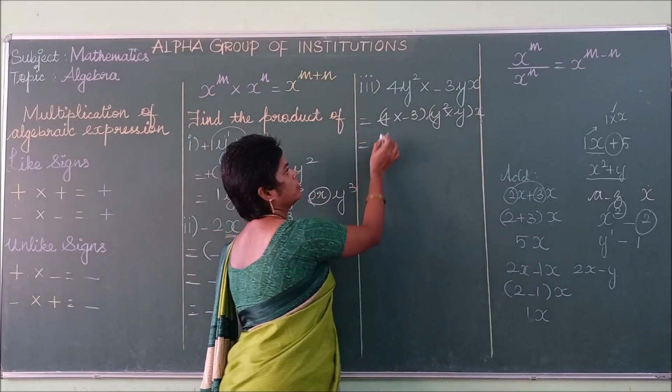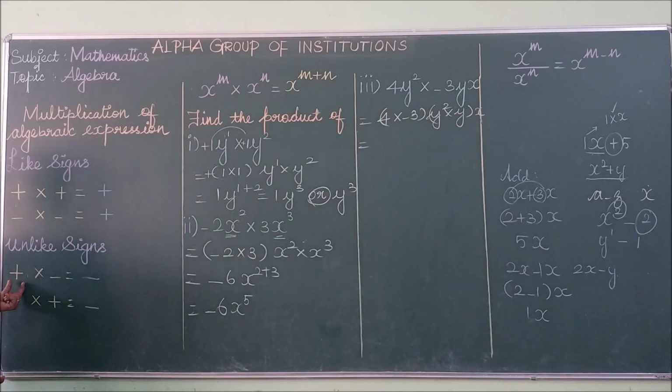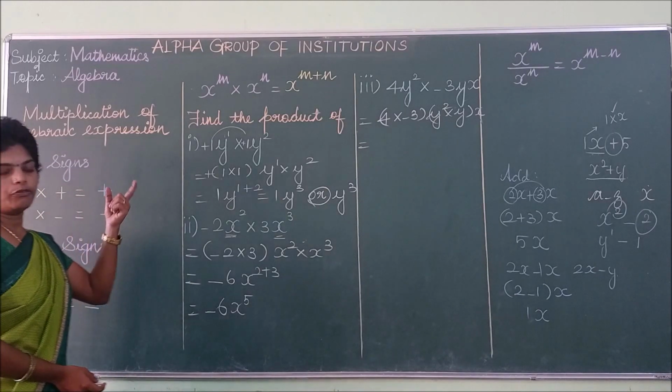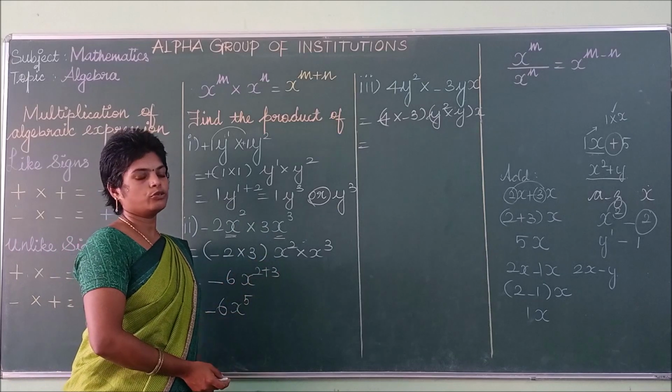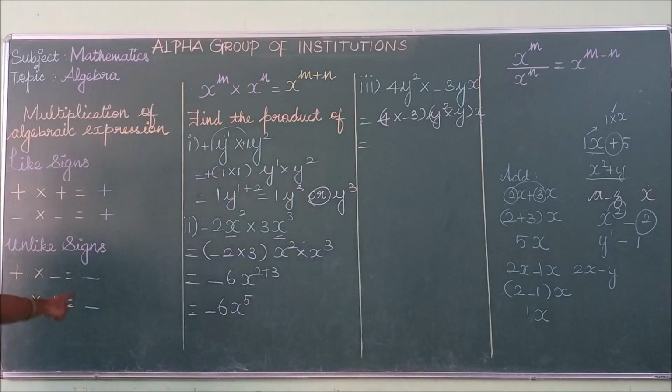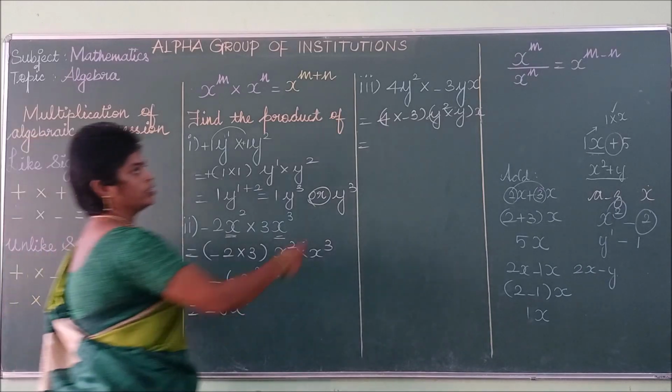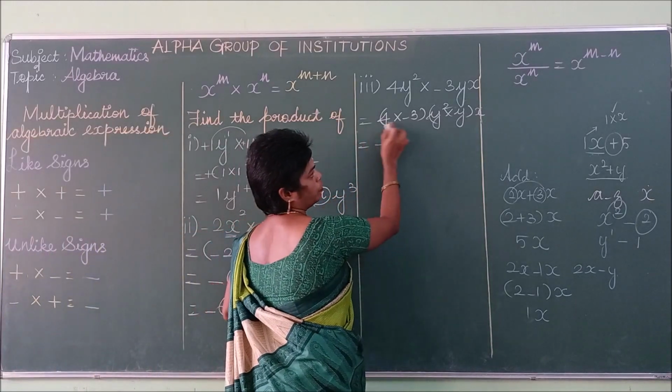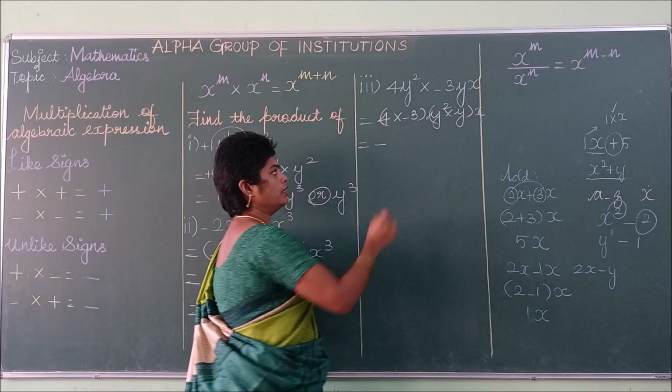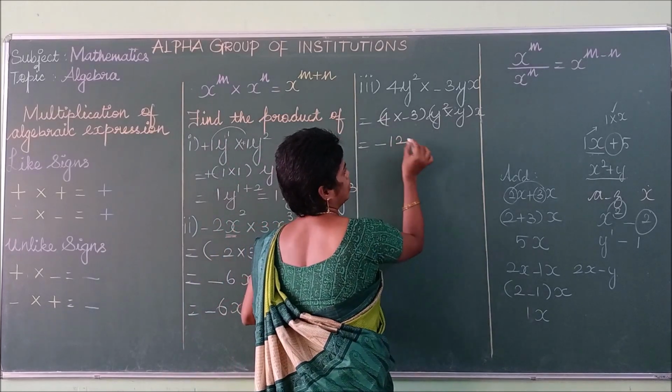So look at the signs. Positive into negative is negative. Here 4 is positive and 3 is negative. So positive into negative is what? Positive into negative is negative. Using that rule you can write minus. 4 threes are 12, so you can write 12.